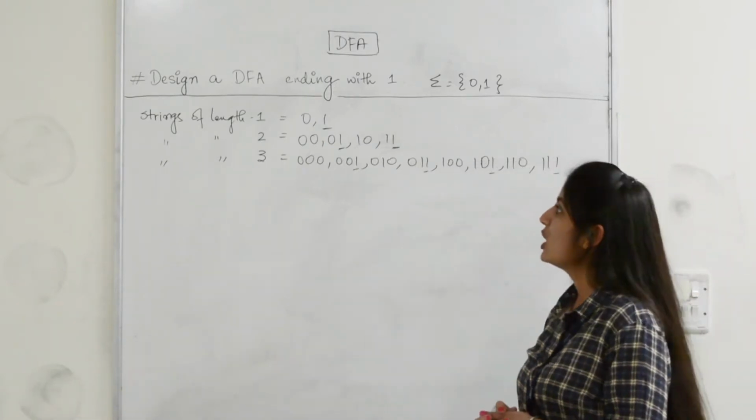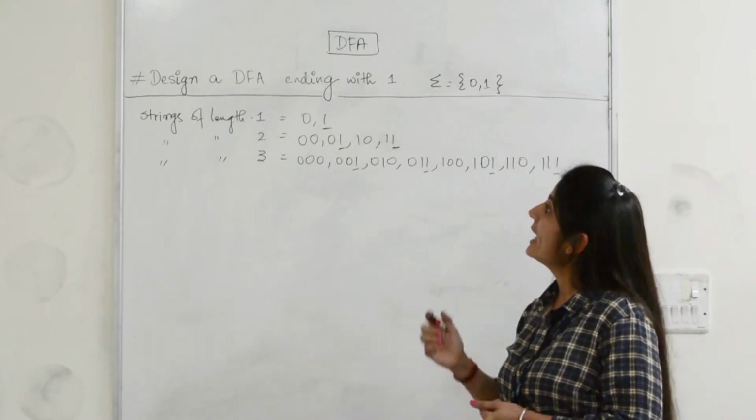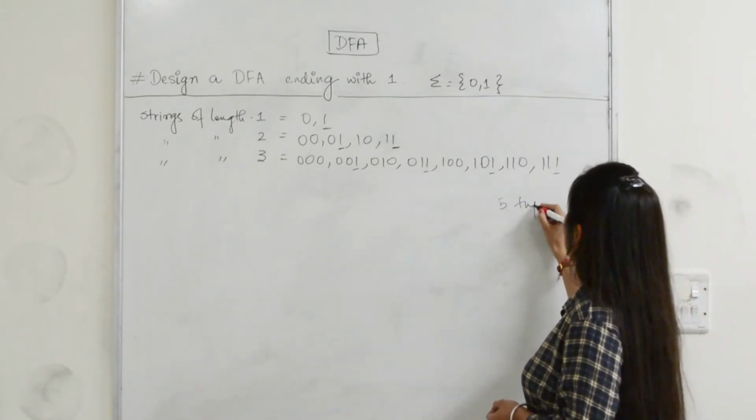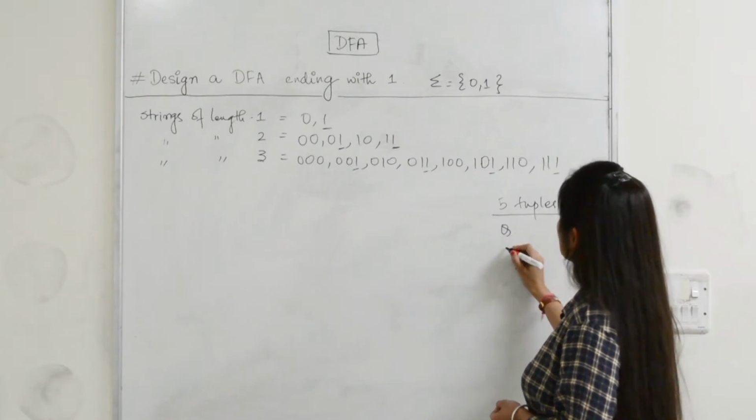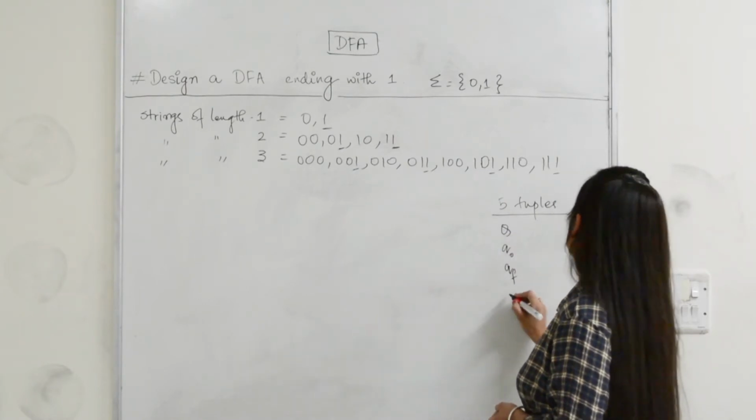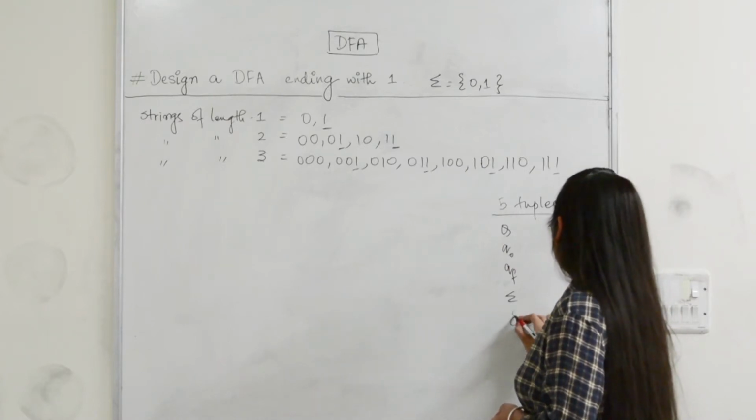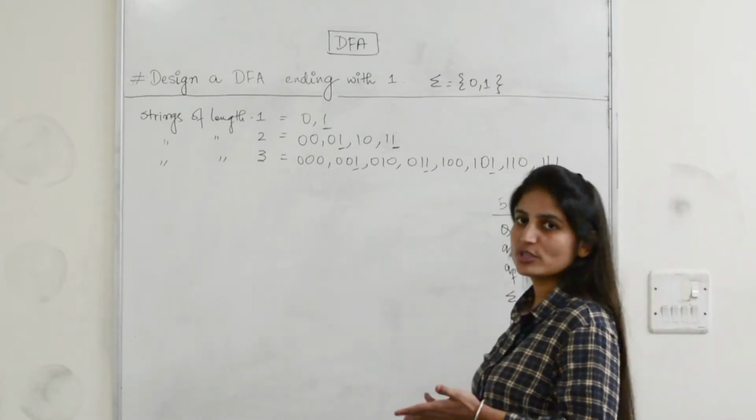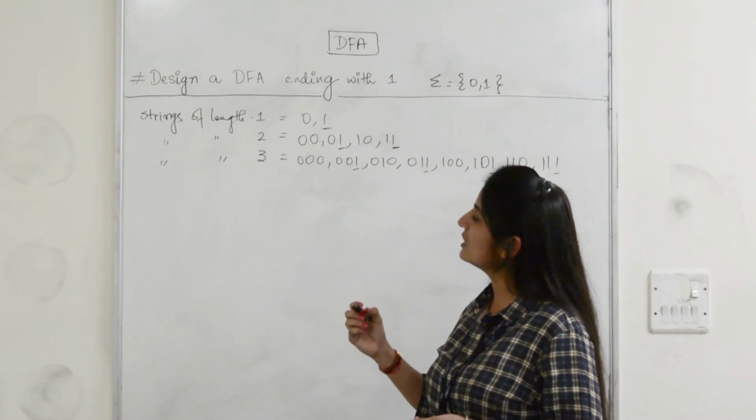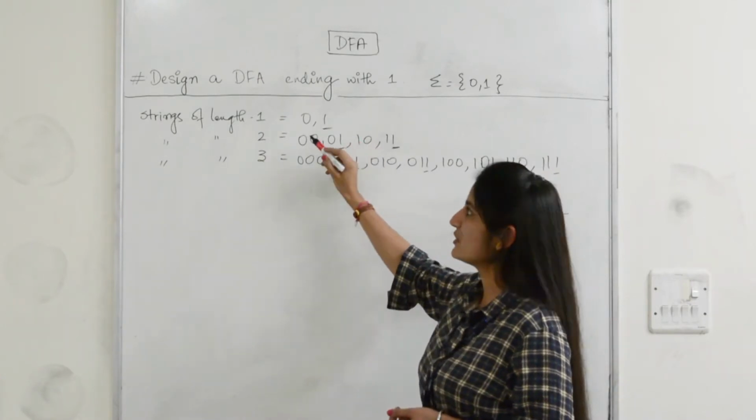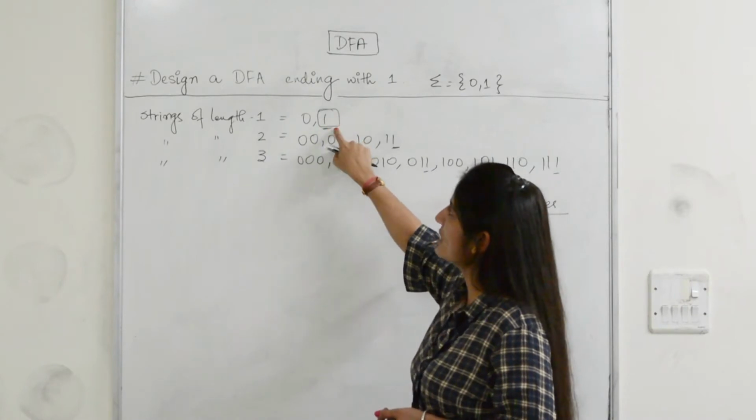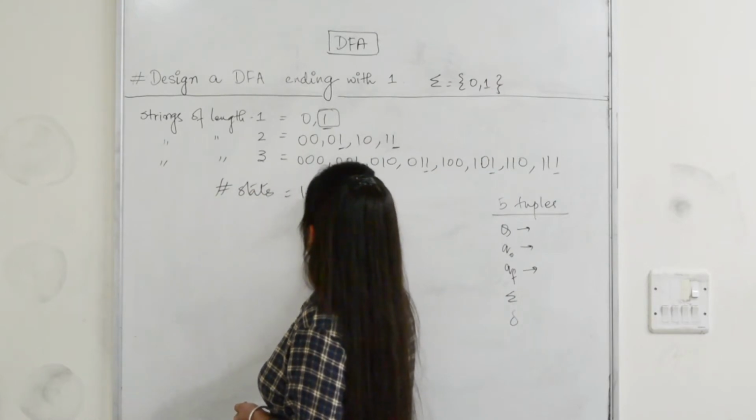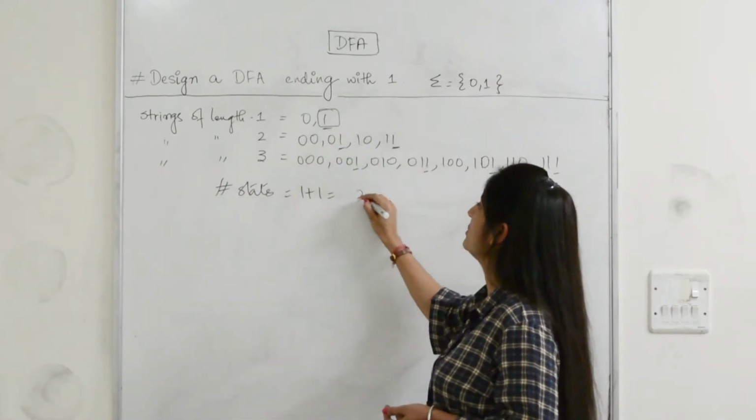Now we have to decide the number of states of this DFA. As we know, a DFA contains 5 tuples: capital Q, Q0, QF, the transition and delta. This is your initial state, this is your final state, and this is your total number of states. How do we decide the total number of states? The total number of states is decided by the minimum length of the string. This is your minimum length string, which is of length 1. So the number of states will be 1 plus 1, that is, minimum length string plus 1. So it will be 2.